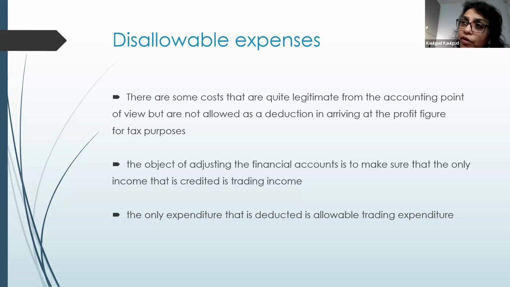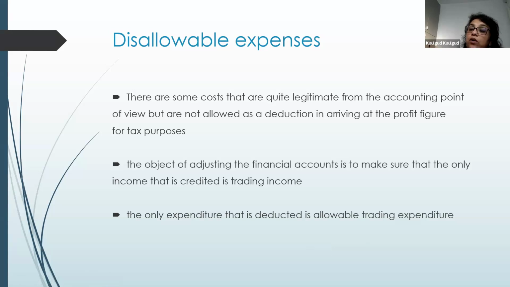So these are the costs that are not allowed as a deduction in arriving at the profit figure for tax purposes. The objective of adjusting the financial accounts is to make sure that only the income credited is trading income. When you calculate the tax figure, only the trading incomes and only the trading expenses are taken into account, and nothing else. That is the primary objective of this task. The only expenditure deducted is allowable trading expenditure.